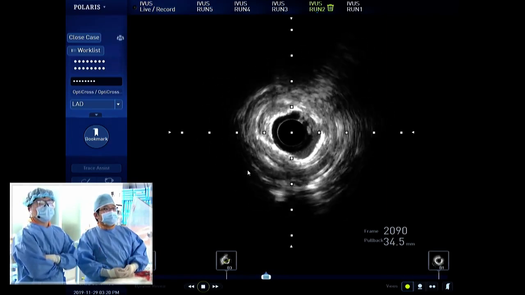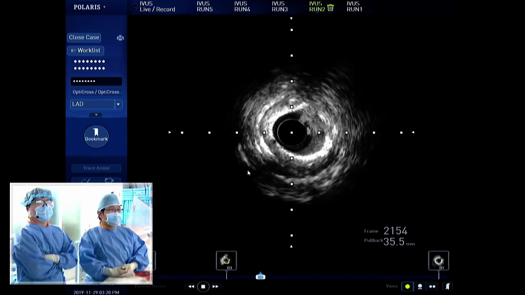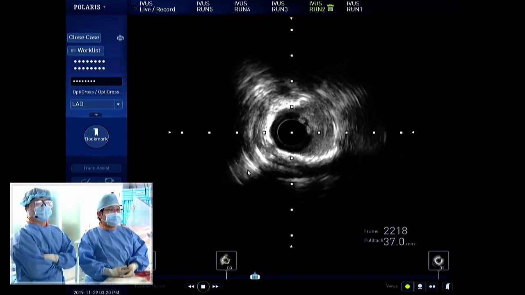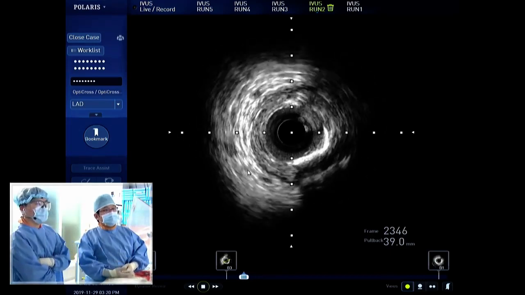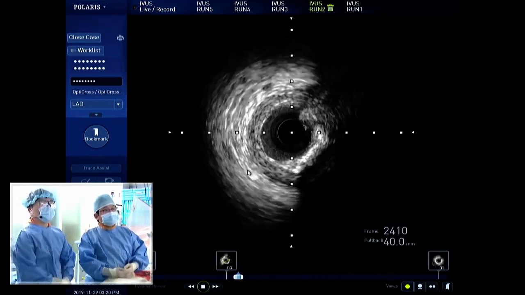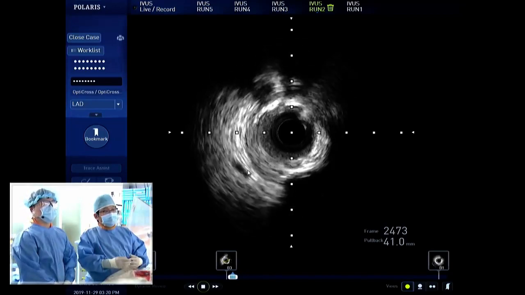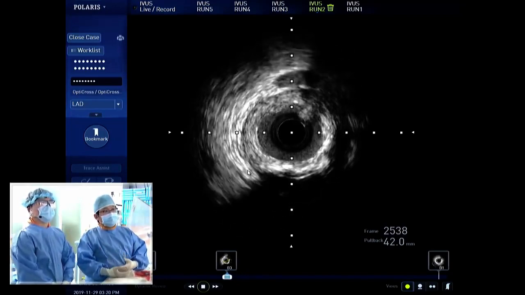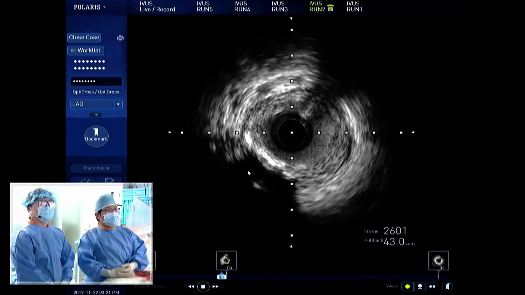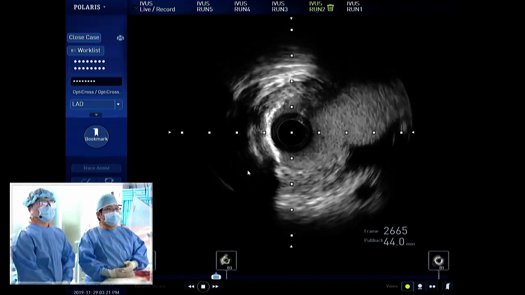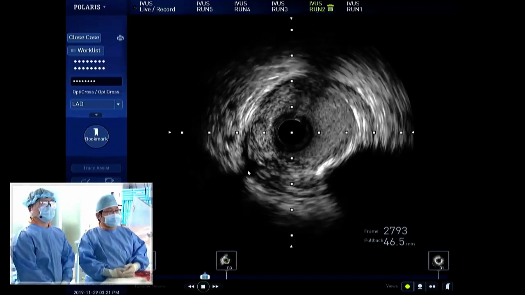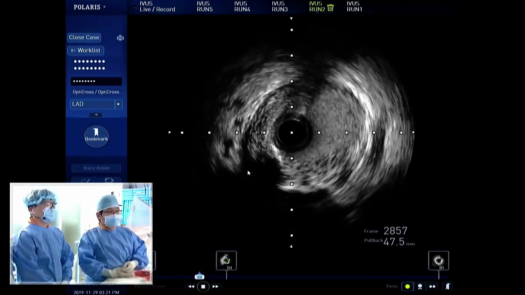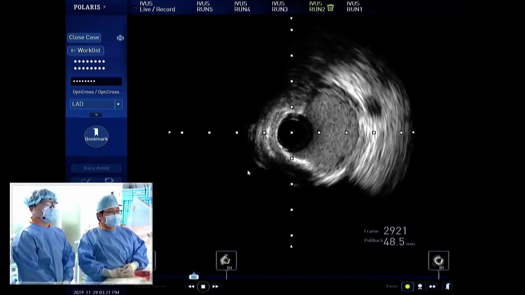1 o'clock, 2 o'clock. So I applied only 2.5. I think before the stent implantation, we need better lesion modification. So I would like to apply a higher pressure, bigger balloon. So this is a 3.0 high pressure balloon. Next.